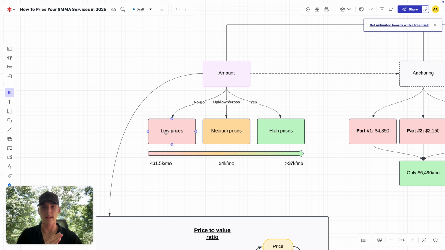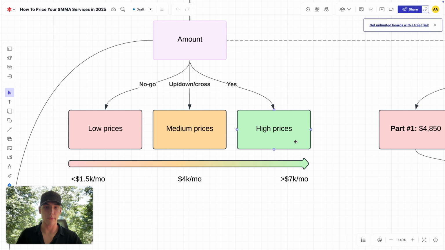Low prices, no go, less than 1.5K a month, never go here. There is just no point. You will not be able to deliver a good service when you are charging less than 1.5K a month. The client will not really be committed to the process since they are paying you so little. So low prices is a no-go. Medium prices, here is when up, down, and cross sells come in, which I will talk about later. But the main pricing for your services should always be in the high pricing range, which is anywhere around 7K a month. So 6K a month and up is where you should aim to price your services.